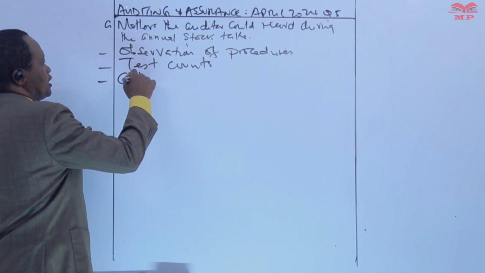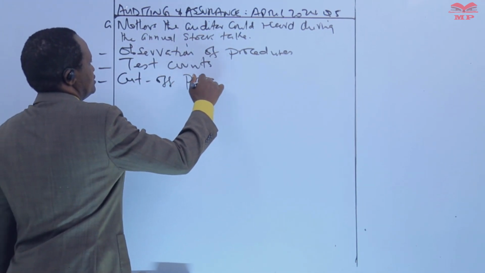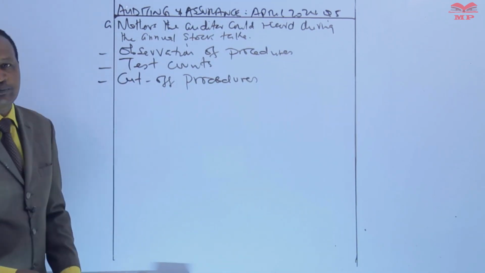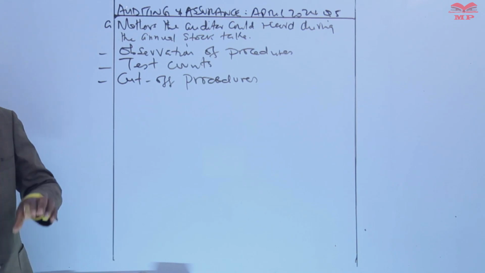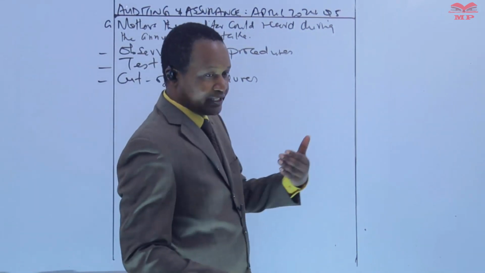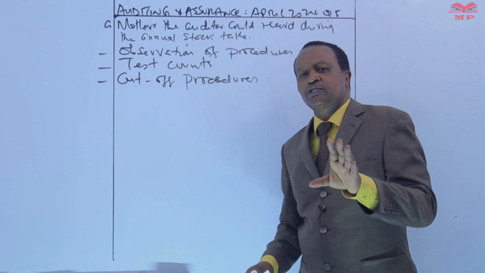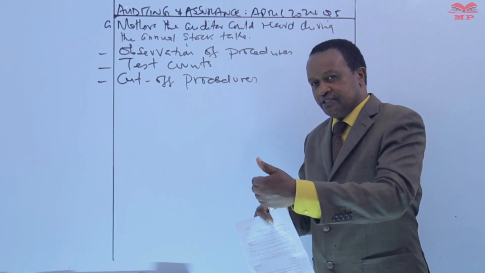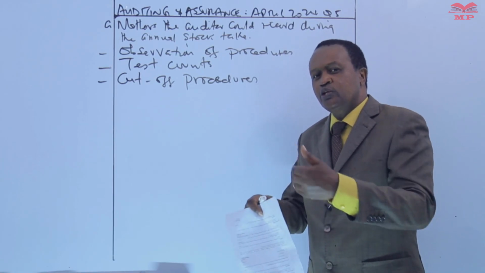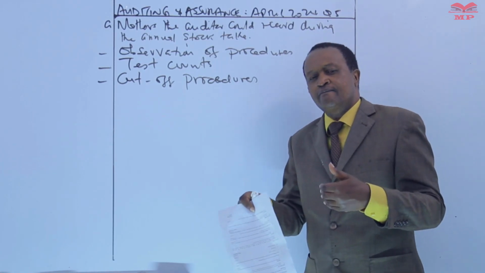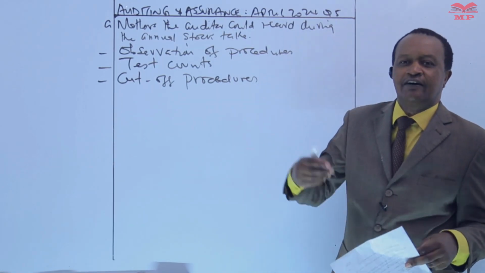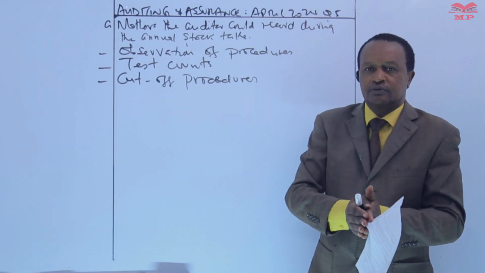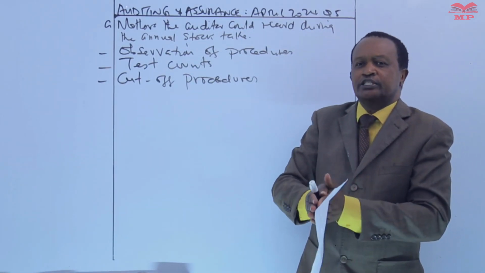The third is what we call cut-off procedures. The auditor should document the cut-off procedures used by the client to ensure that all the goods received before the year end are included in the stock count, and all goods dispatched after the year end are excluded. That's what we are referring to as cut-off procedure.